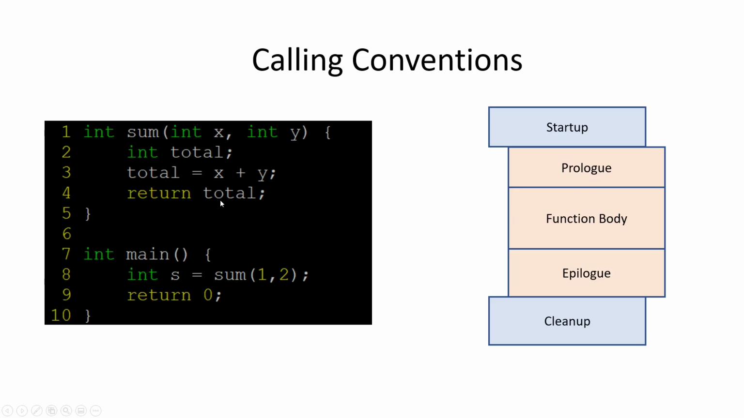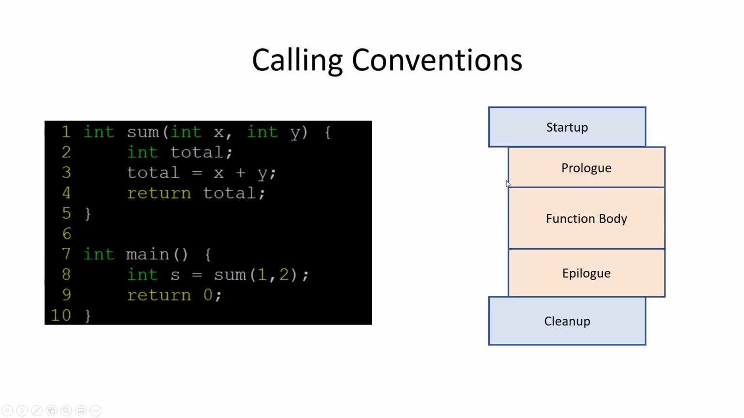Inside the functions, lines 2, 3, and 4. The prologue and epilogue are things that don't appear in C that we need to take care of. The prologue is basically responsible for saving all of the registers that I need to restore. So it's going to save some registers in case I want to use them. Then it's going to take care of making space for the local variables, so total here.